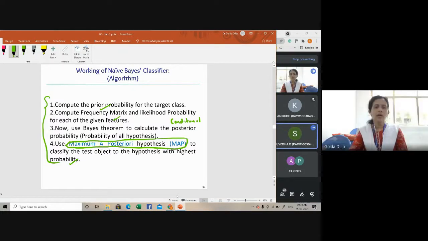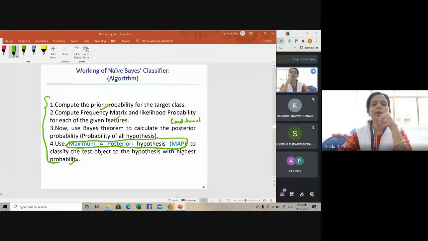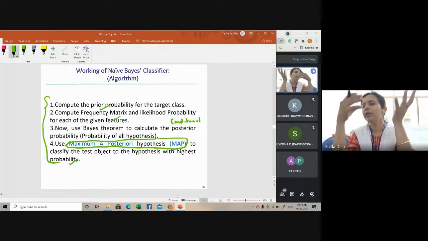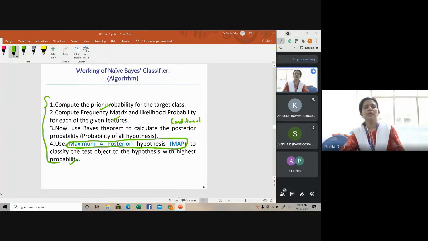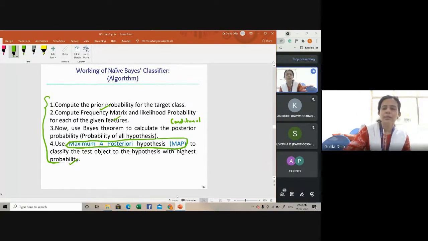Prior, probability, likelihood, procedures. Yes, computing the prior probability. You need to compute the prior probability of the target class. Then compute the frequency matrix, the frequency of occurrence of each, and the likelihood probability for each of the given features. Likelihood probability means the probability of that being in a specific class or category. Then you use the Bayes theorem to calculate the posterior probability, and after that you use the MAP hypothesis to classify the test object to the hypothesis with the highest probability.